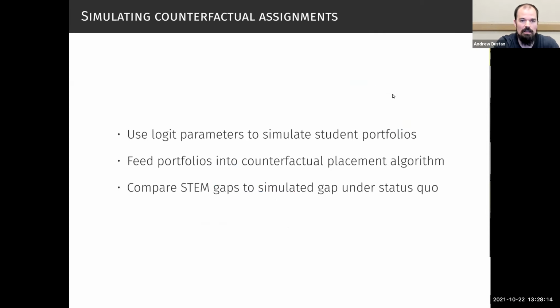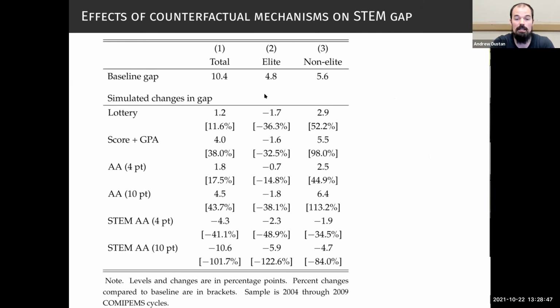I'll leave it at that and say with these preference parameters now in hand, what we can do is use these logit parameters and the logit probabilities that come from them to simulate student portfolios, right, counterfactual student portfolios. Then I'm going to feed those portfolios into the placement mechanism, either the status quo or the counterfactual that we have in mind. And we're going to compare the STEM gaps that we get in the simulated status quo to what we get in the simulated policy counterfactual, and see whether we make the gap wider or narrower with different policy reforms.